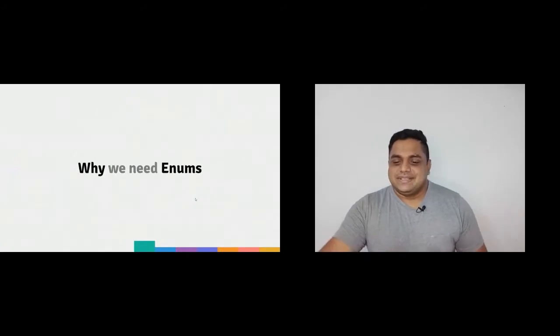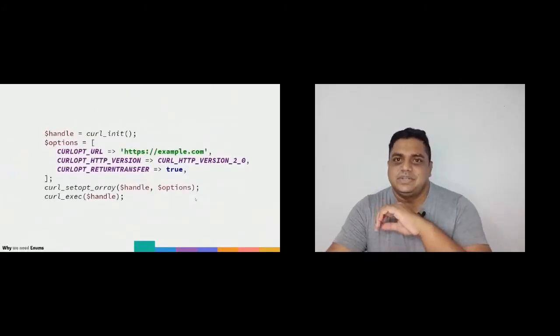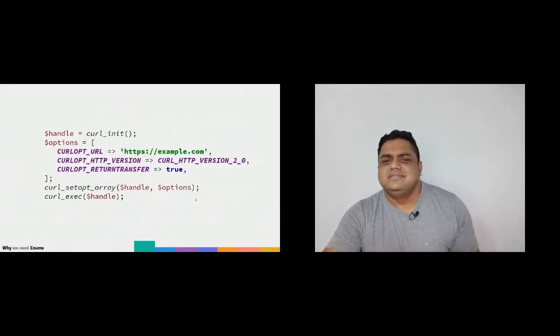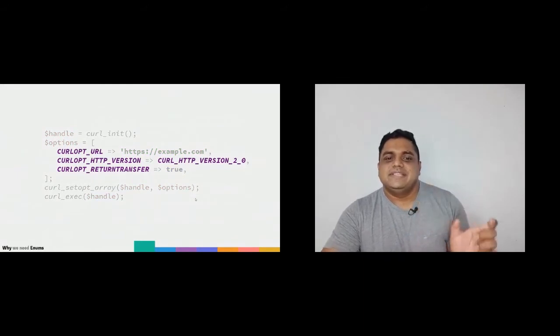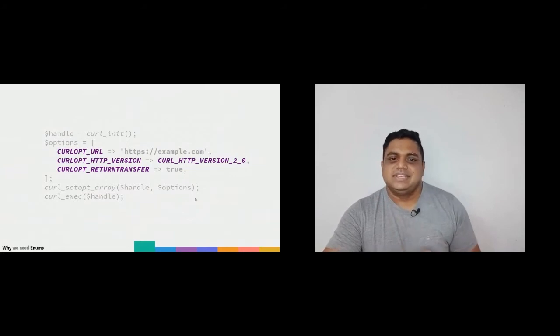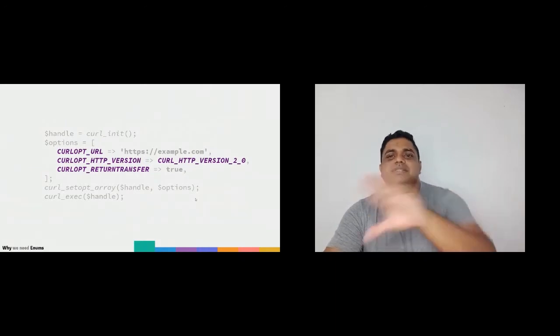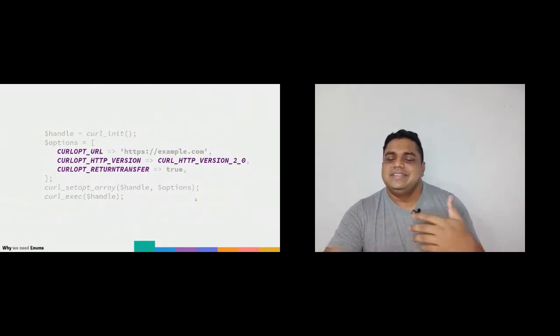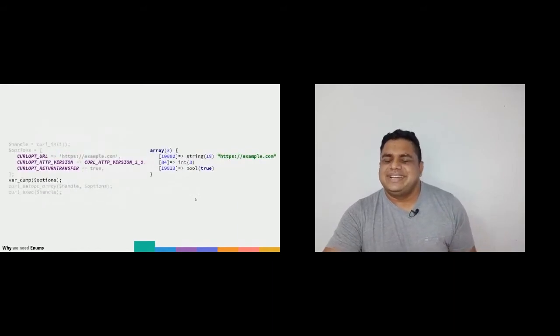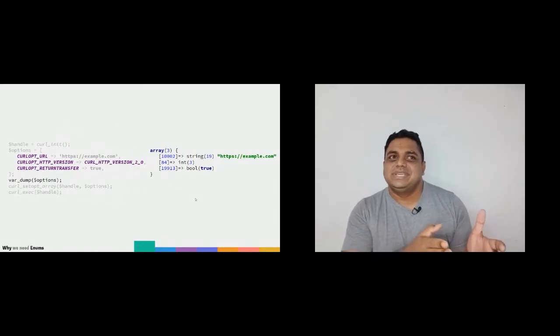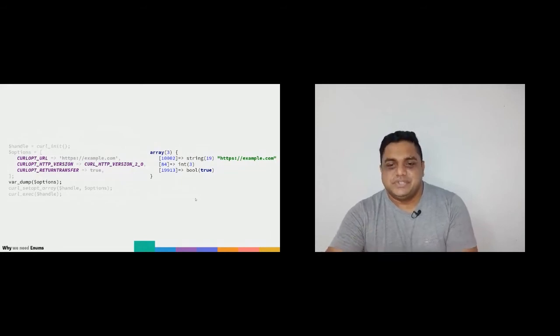Why do we need enums? I have this example from a curl request. This is very common, this is what we usually write. I'd like to highlight this part. We set these parameters on the curl request using names. Just by looking at this code, you can see that we set the URL to example.com, and then we set the HTTP version to version 2, and all these values. But if you actually look at what's inside, they are actually integers. We are just using these labels because it's readable. But inside PHP, it's actually a bunch of integers.